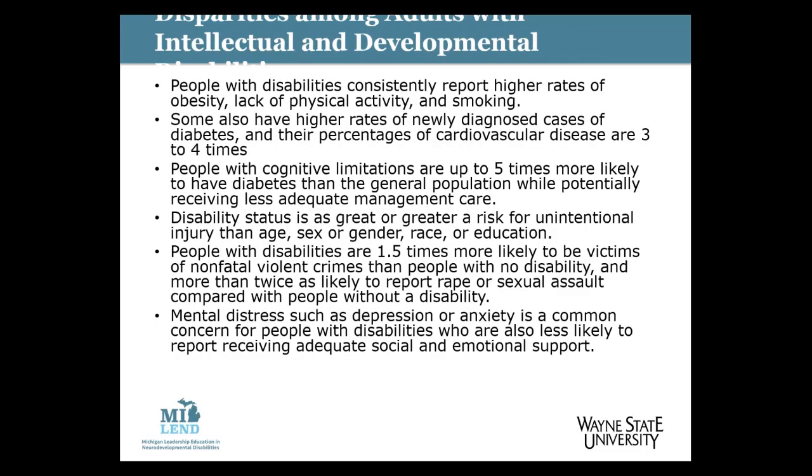Studies show that people with cognitive limitations, for example, are up to 5 times more likely to have diabetes than the general population, and at the same time can potentially receive less adequate care in managing that disease. Disability status is as great or greater risk for unintentional injury than age, sex, gender, race, or education. And people with disabilities are 1.5 times more likely to be victims of non-fatal violent crimes.